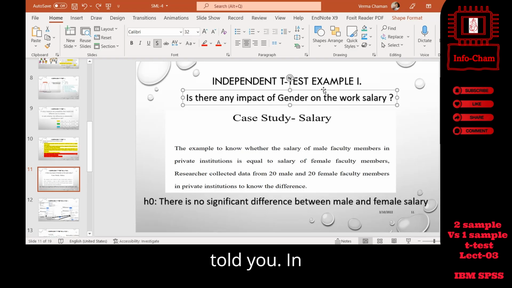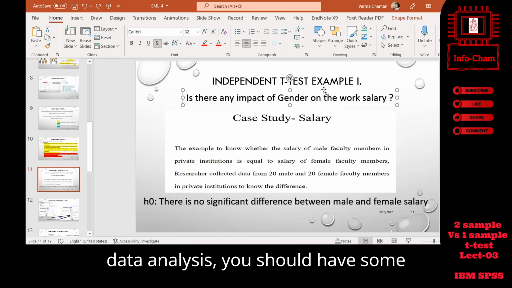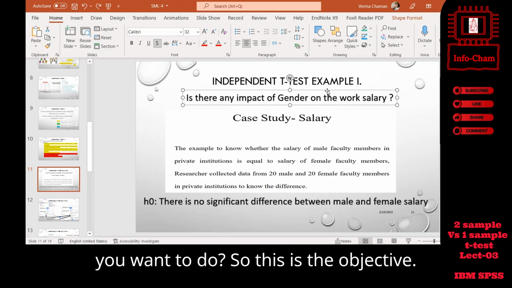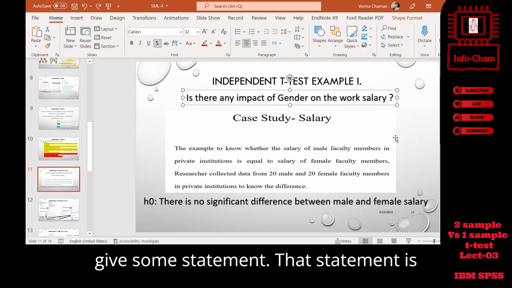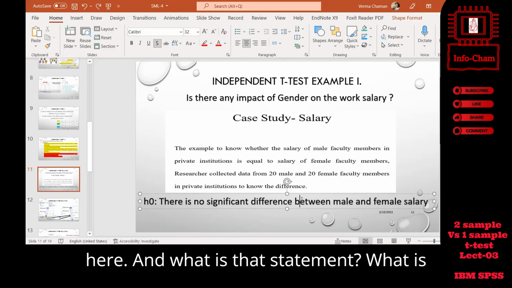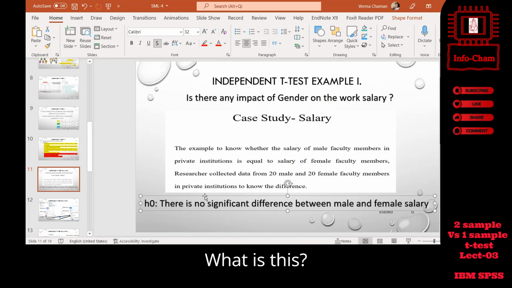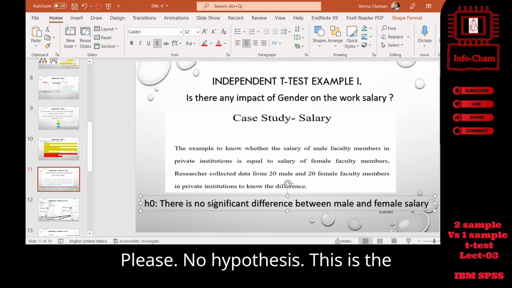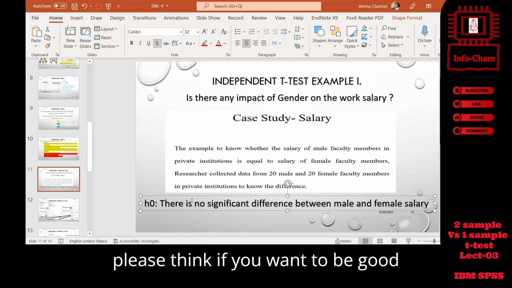I told you in our life we have objectives, but in our data analysis you should have some objective. What is your objective? What do you want to do? So this is the objective. And to achieve that objective, we have to give some statement. That statement is here. What is that statement? Anybody knows? What is this? Please. Null hypothesis. This is the answer. Yeah. Perfect.